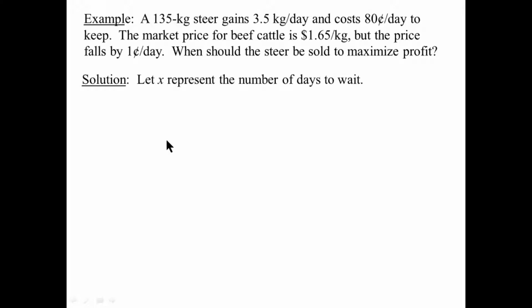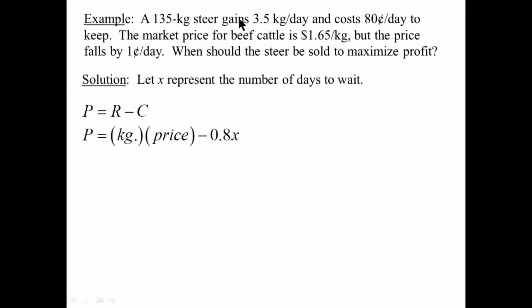Solution. Let x represent the number of days to wait, which is the same as let x represent the number of price changes, because there's a price change every day. Profit is revenue take away cost. Revenue, where this rancher is going to get money, will come from him selling kilograms at a certain price. So it will be the number of kilograms that he can sell multiplied by the price per kilogram. Take away 80 cents a day, because x represents the number of days to wait, and he has to feed this animal, so it's 80 cents a day.